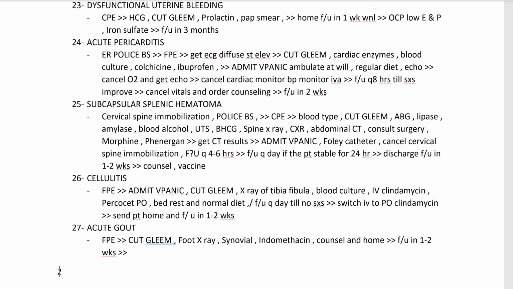Okay, now let's do the 28th case. Now it's a pretty long case and it's a nice case. 2 conditions at the same time. It's called PCP. Okay. So first, the patient is in the office, so you want to do complete physical exam. Once you have high suspicion of a PCP pneumonia, then you want to do emergency room. You want to order the POLICE BS mnemonic. Then you want to do CUT GLEAM.